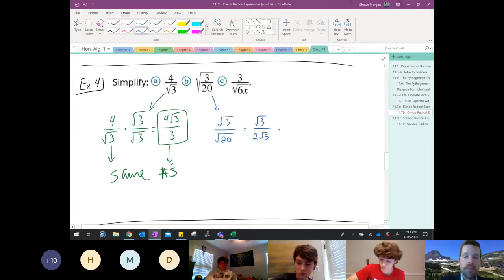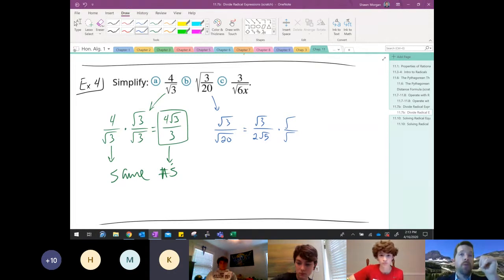Now, think about this. What clever form, Aiden, would you use now to get rid of the radical in the denominator? 2 square root of 5. All right, now interesting. That will get the job done. If you heard what he said, 2 square root of 5, that will get the job done. But the 2 is going to be unnecessary, okay?